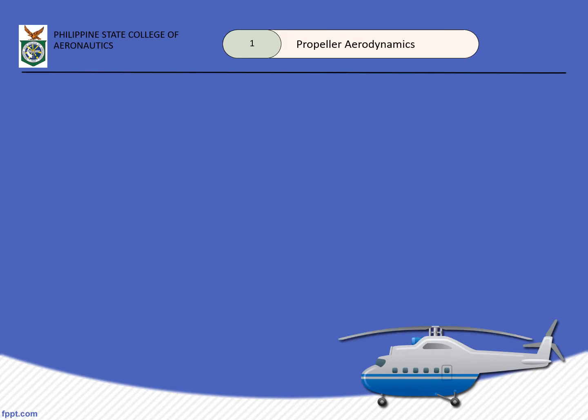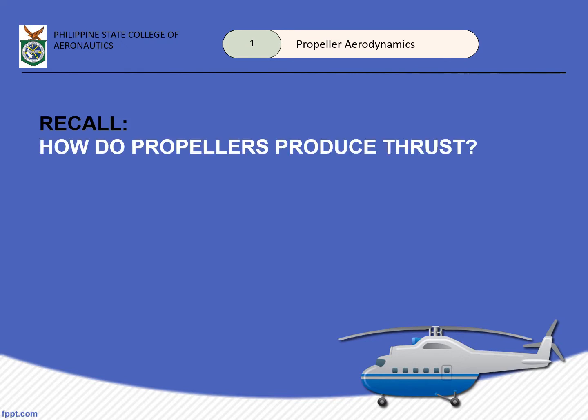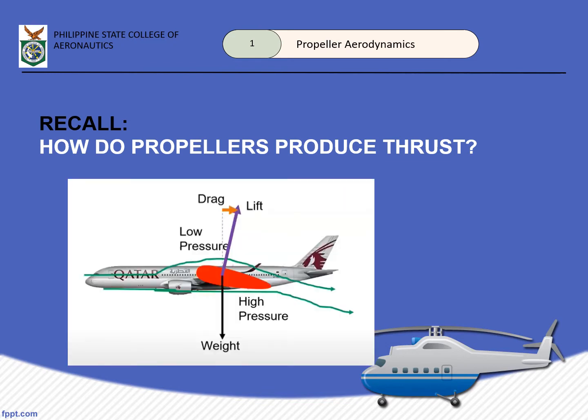To begin with the discussion for propeller aerodynamics, let's have a recall first. I remember asking the same question in our first discussion. How do propellers produce thrust? The answer for this one is by converting rotational energy into propulsive force. This is the process on how it creates thrust, which is approximately perpendicular to its plane of rotation.